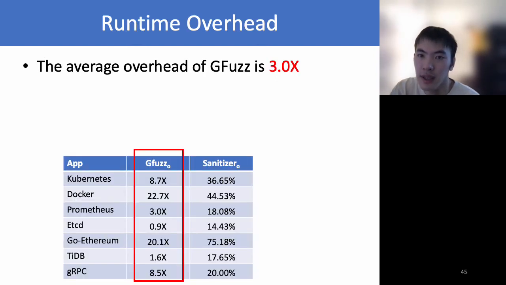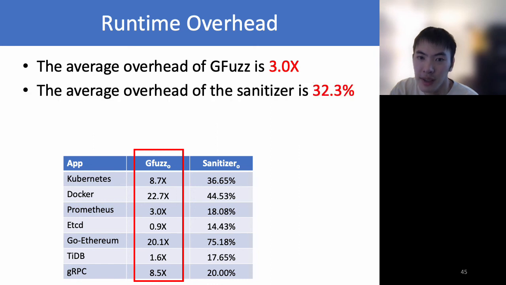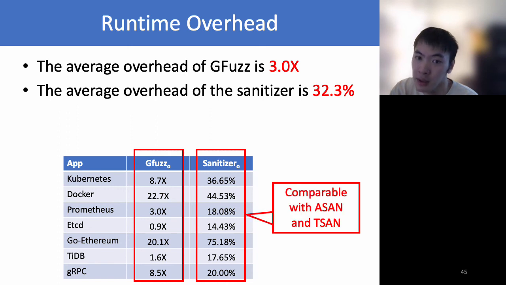For runtime overhead, the average overhead of GFAS is 3 times. For the sanitizer, the average overhead is around 30%, which is comparable with widely used sanitizers, such as address sanitizers and thread sanitizers. It is promising to adopt the sanitizer separately in other scenarios.